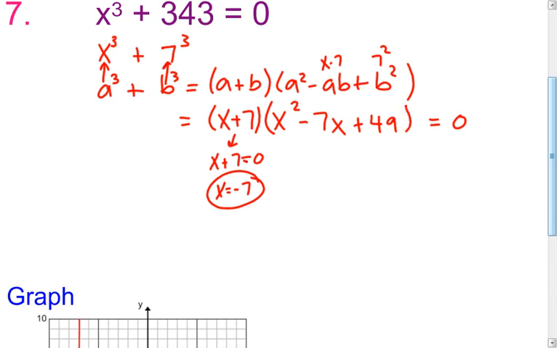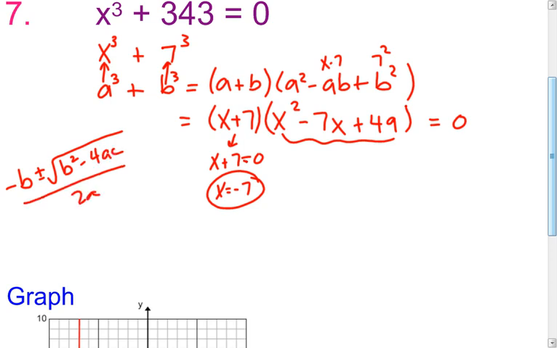This, however, if you try to do this quantity in here, it will not factor, because if you try to do 7 and 7 for 49, or 1 and 49, those are your only choices, and you're never going to get the middle number. So you need to do the quadratic formula, and if you don't remember the quadratic formula, it goes like this: negative b plus or minus the square root of b squared minus 4ac all over 2a. Okay, and in this case, right here, your a is 1, your b is negative 7, and your c is 49, just so you know.